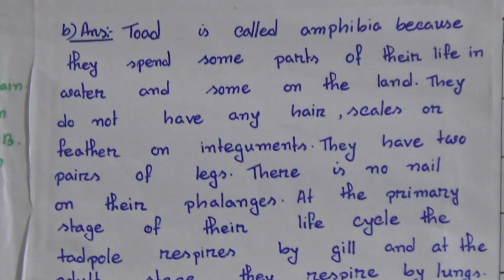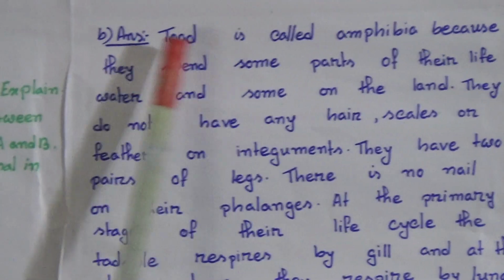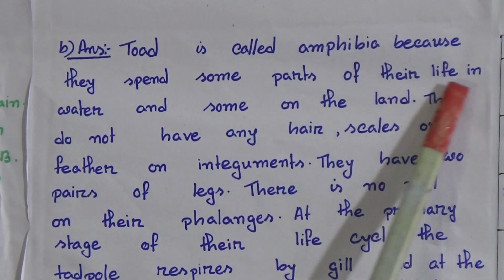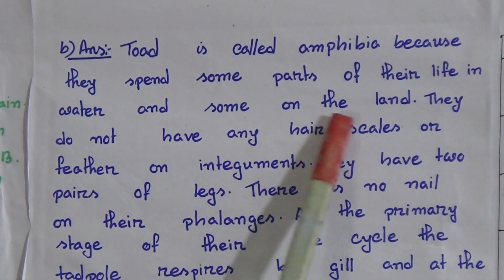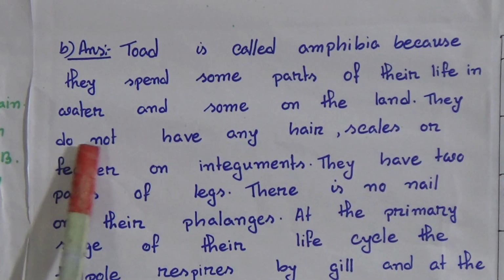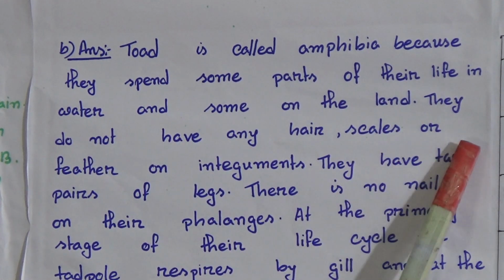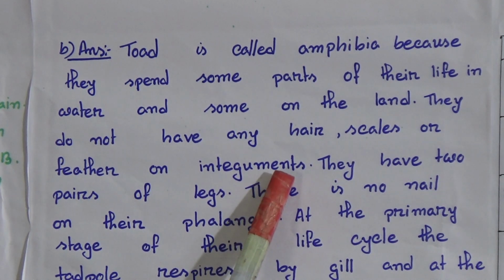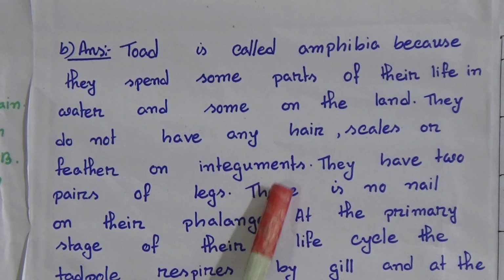Number B. Why is toad called amphibia? Explain. Answer: Toad is called amphibia because they spend some parts of their life in water and some on the land. They do not have any hair, scales or feather on integuments. Integuments means outer part of the body.